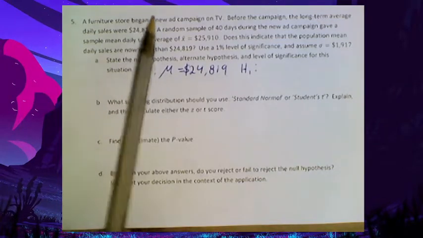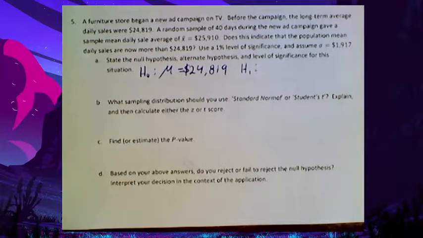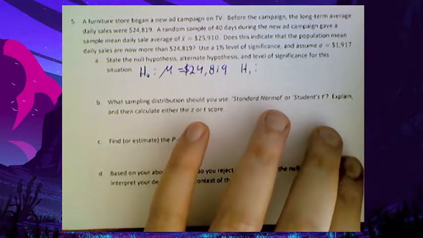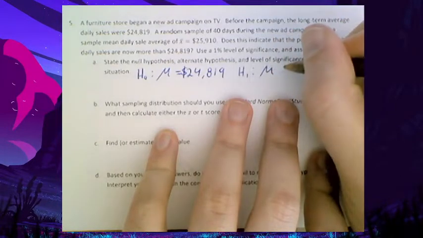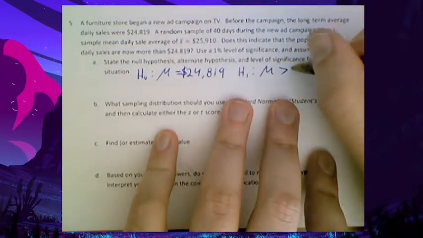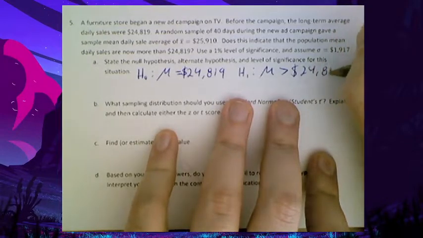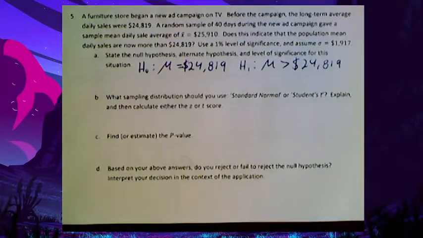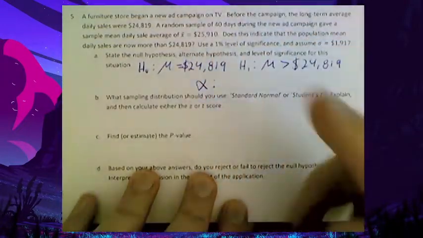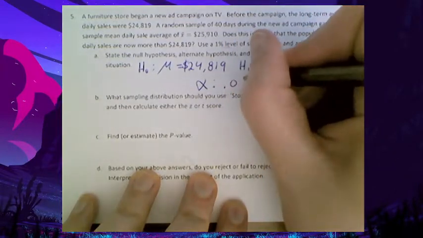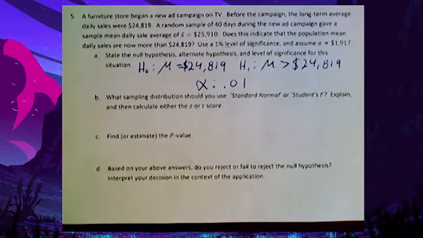My alternate, H sub 1, is that I'm specifically saying my ad campaign worked. If I just looked at whether it had an effect, then I might say not equal to, but hopefully your ad campaign increases sales. It hopefully won't make your sales go down unless you have really, really bad ads. So I would say that my alternate is that my mu is now larger than what it was, which was $24,819. So there's my alternate hypothesis. And then my alpha, I'm at a 1% level of significance, so that's going to be 0.01.